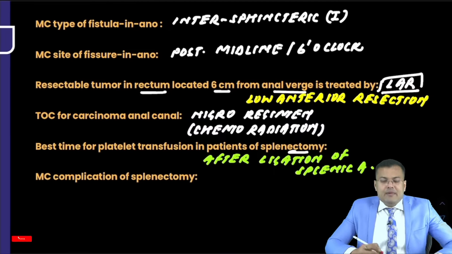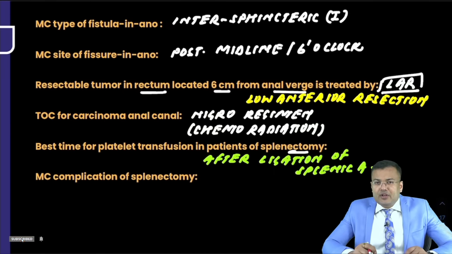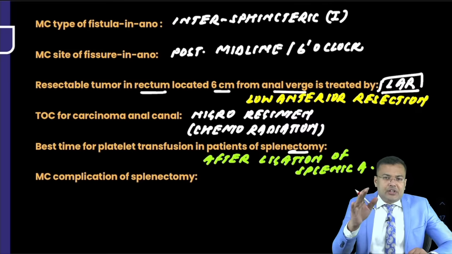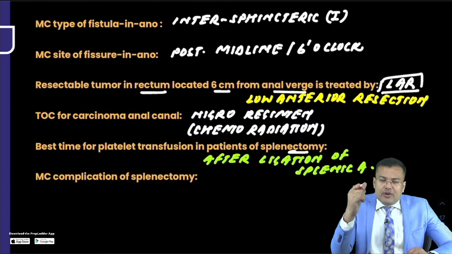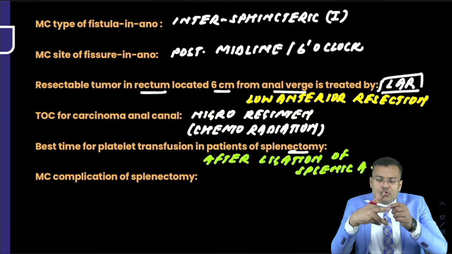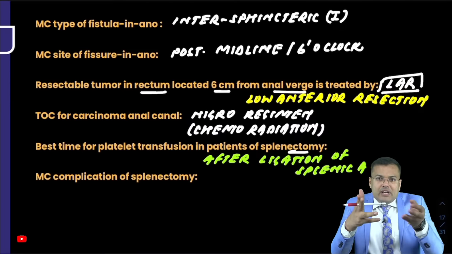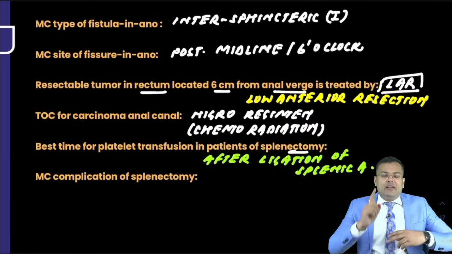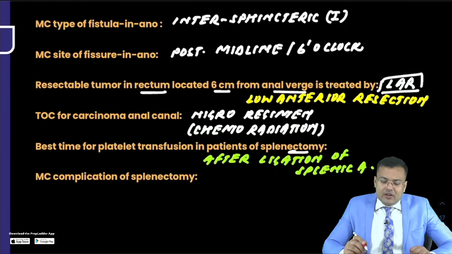Clear, guys? Tell me, what is the most common complication of splenectomy? Simple question. See, in patients of ITP, there is formation of autoantibody against platelets. So if you are giving platelets and the platelets reach the spleen, they will be destroyed. After you ligate the splenic artery, whatever platelets you give will not reach the spleen, so they will not get destroyed. That's why the best time is after ligation of the splenic artery.